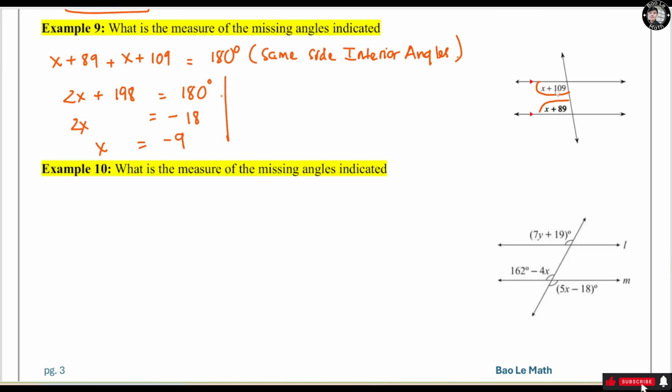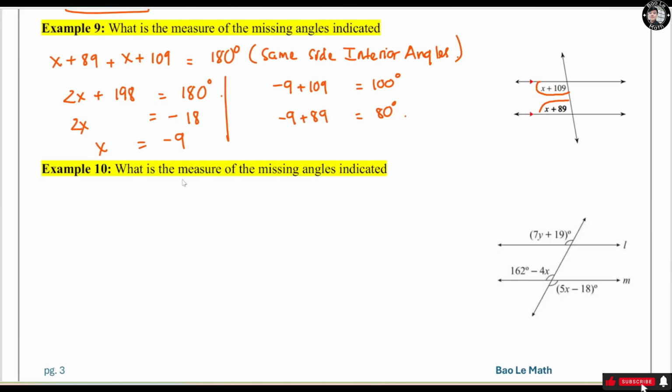Substitute negative 9 for s into this one. We have negative 9 plus 109 is going to be 100 degrees. And the second one, negative 9 plus 89 is going to be 80 degrees, right?